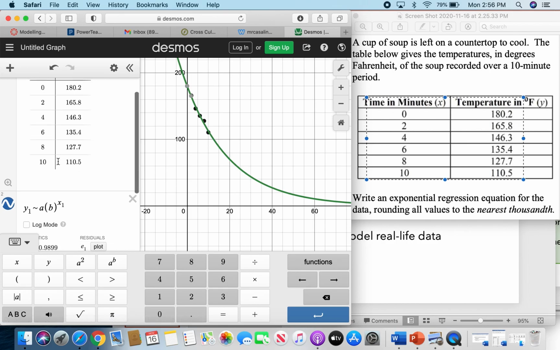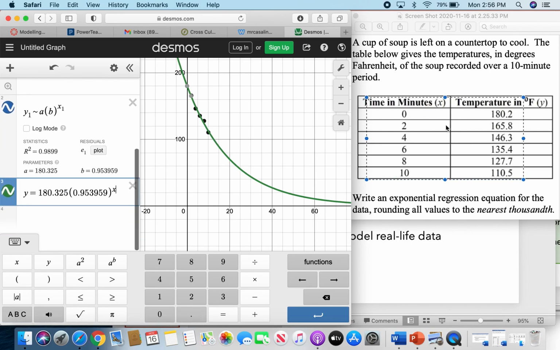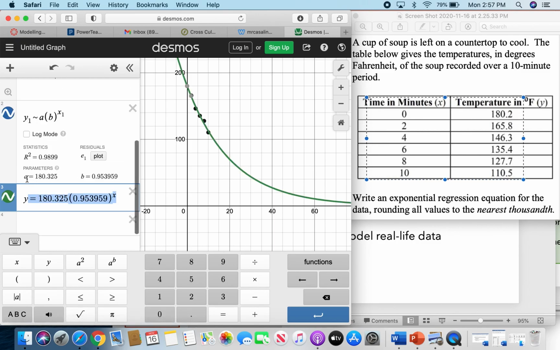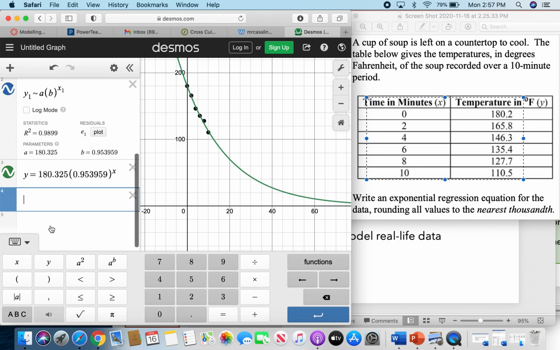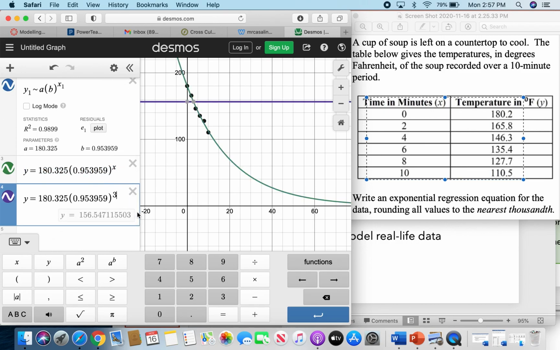And of course, okay, looking at this, you can actually assume what the temperature of the soup is after 3 minutes because it's not included here. So what we can do is just copy this and then just change our x to 3. And the temperature of the soup after 3 minutes is about 156.55 degrees Fahrenheit.